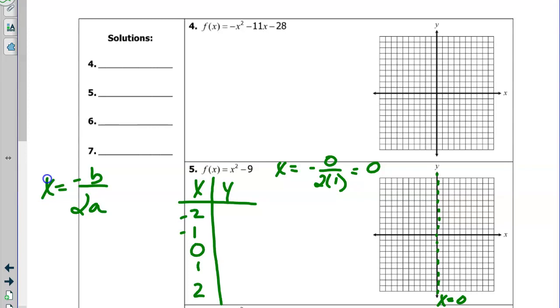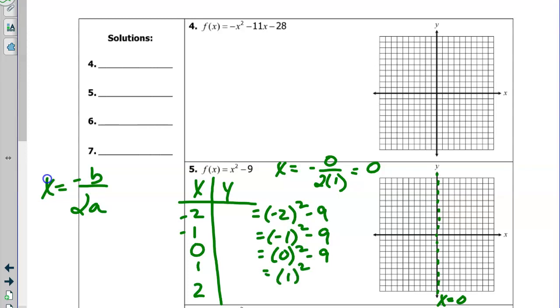And now when you plug it in, you only have one place to put the x. So you have negative 2 squared minus 9. We're going to have negative 1 squared minus 9. 0 squared minus 9. So on. We're going to find those values on your own. How about negative 1? 0? And 1? 2? Very good. And it mirrors itself, so we most likely did it correctly.